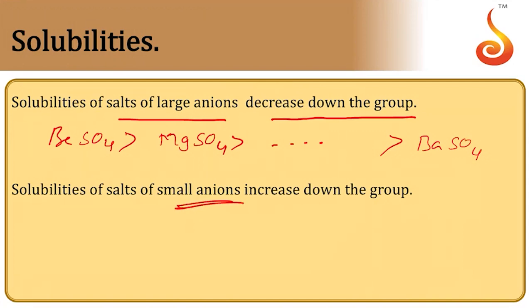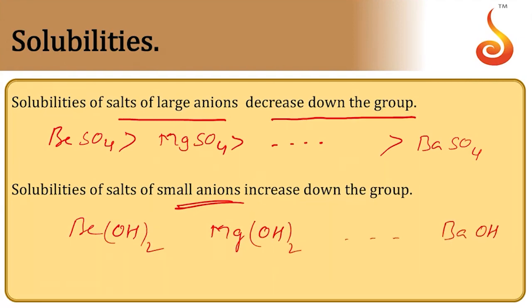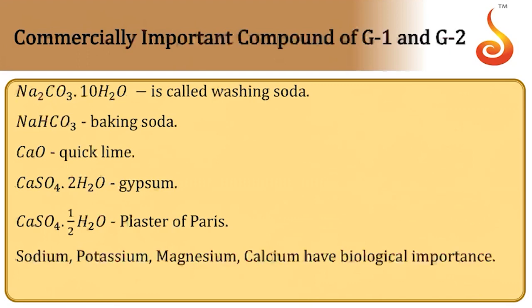When it comes to solubilities of salts containing smaller anions, for example beryllium hydroxide, magnesium hydroxide, and so on, up to barium hydroxide, the solubilities of these compounds increase down the group. So the order comes like this: they increase down the group. This is the order of solubilities of salts having larger anions and salts having smaller anions.